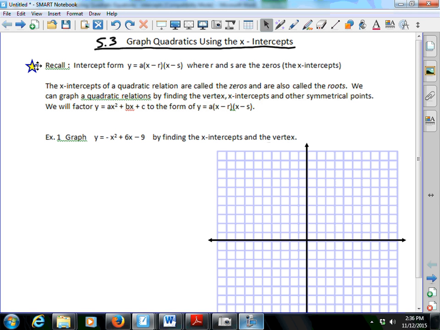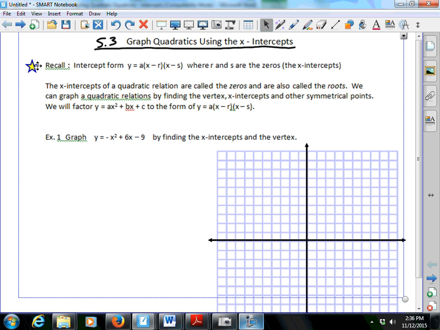We can graph a quadratic relation, that should not be an S, by finding the vertex, x-intercepts, and other symmetrical points. We'll factor y equals ax squared plus bx plus c down to intercept form. And we'll start with this first example of y is equal to negative 1x squared plus 6x minus 9 by finding the x-intercepts and the vertex.